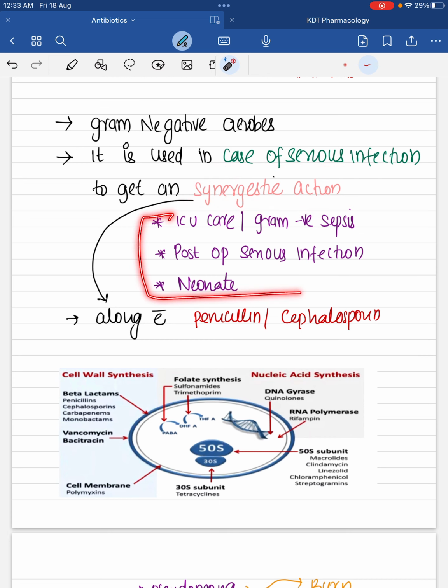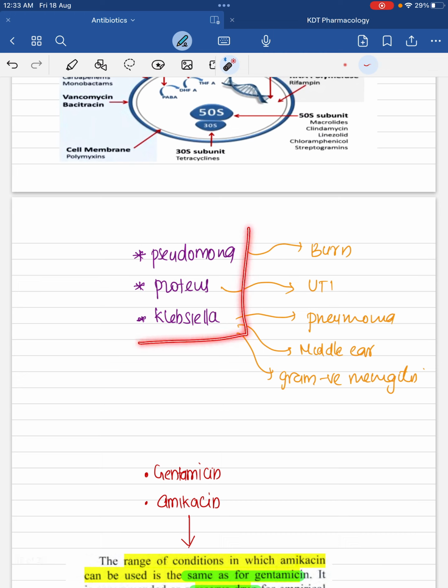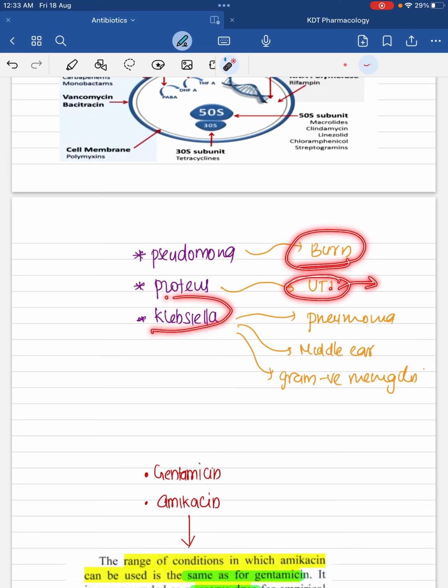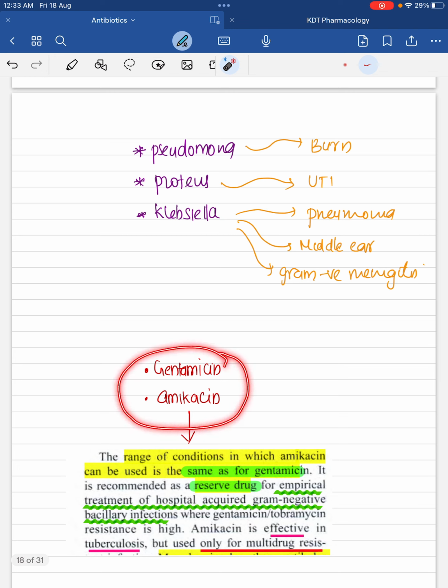They will be giving it only in serious conditions and in Pseudomonas, Proteus and Klebsiella conditions, like burn patients. Proteus, severe UTI and UTI related sepsis. Klebsiella, when the pneumonia is very severe and not responding to others, we can think of adding amikacin, because that time it may be because of Klebsiella. So this much clear? Now we have two options, gentamicin and amikacin.